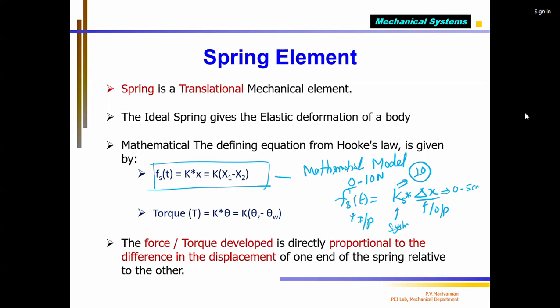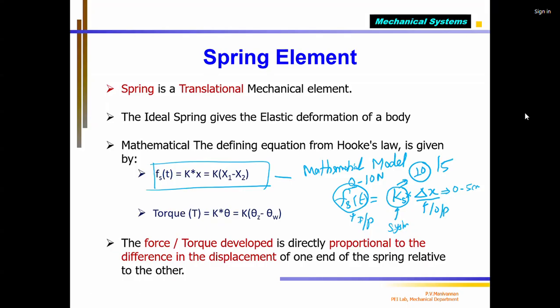So from this, what we understand is the output depends on two things: the system parameter, spring stiffness, and the input force. For a given input force, if I vary Ks, how can I vary it? I take two different springs. One has a spring stiffness of 10, the other one has a stiffness of 5.